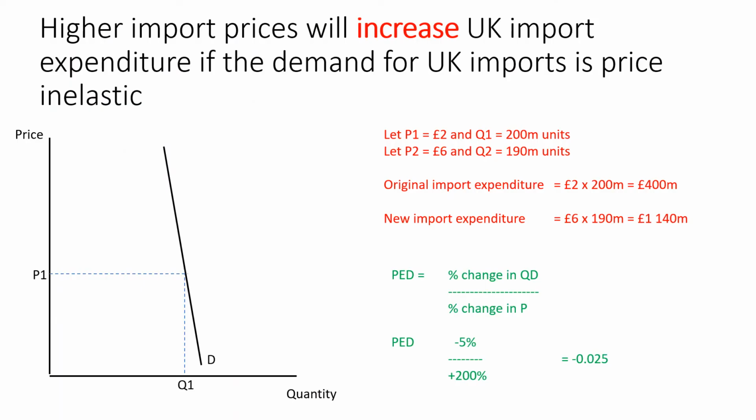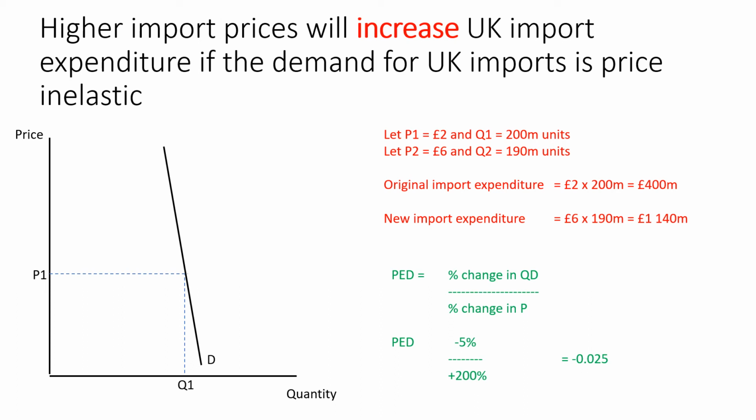So in a nutshell, the problem is that higher import prices will actually increase UK import expenditure if the demand for UK imports is price inelastic. So again, from last year, we should know that total expenditure is equal to price times quantity. The UK's import expenditure is currently equal to P1 Q1. You can see that on the demand curve that I've drawn there.